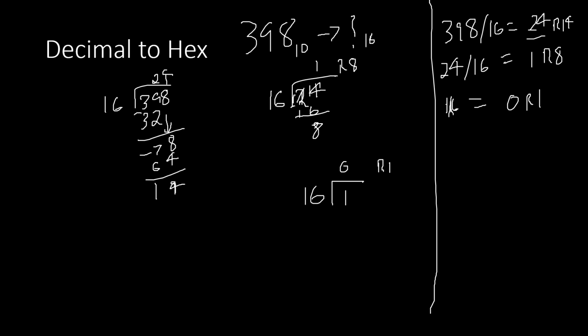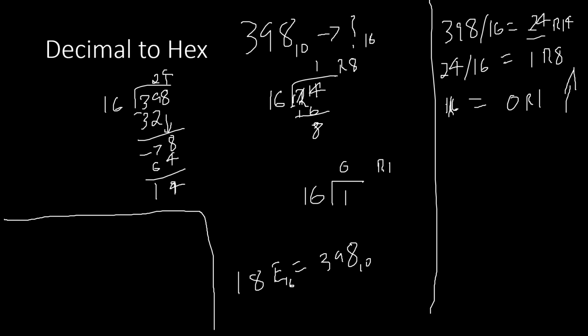Now we're going to read these remainders up, and we're going to get 1, 8, 14, which is going to be E, equals 398 base 10.